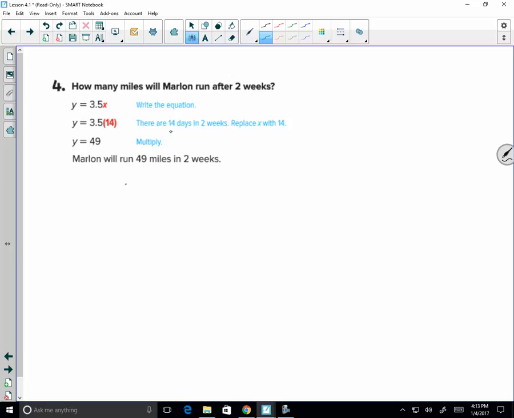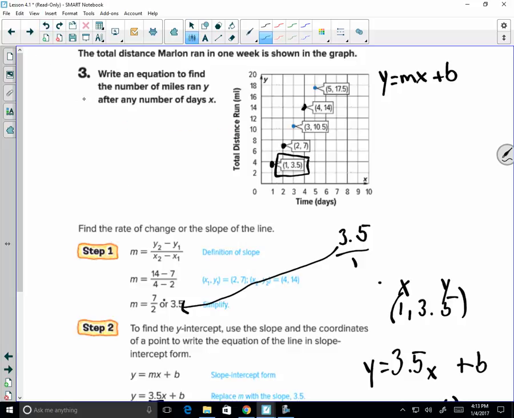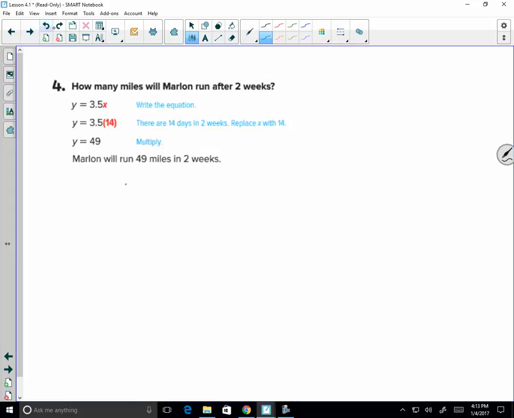Now, the reason they put it into 14 days is because if we take a look at our chart here, our graph, we're talking about days. We're not talking about weeks. So pay attention. They're trying to kind of mess you up here. So put in a 14 and then multiply. So in 2 weeks, or in 14 days, she's going to run 49 miles.